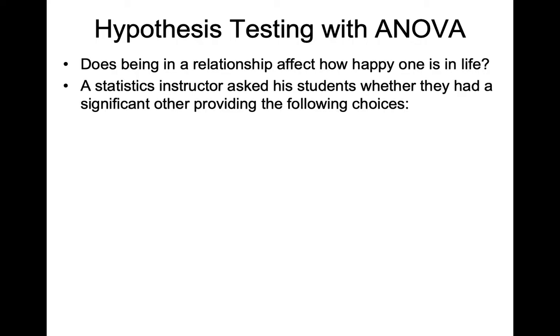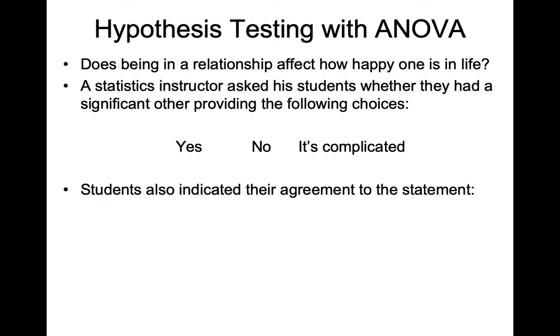And in our example, a statistics instructor asked his students whether they had a significant other. That could be a boyfriend, a girlfriend, or a spouse. But there were 3 choices. People could say, yes, I have a significant other. No, I don't. Or third category, it's complicated. And I'm sure at some point in our lives, we've been in that situation where you couldn't quite say yes, you couldn't quite say no. You were in a complicated situation with your significant other.